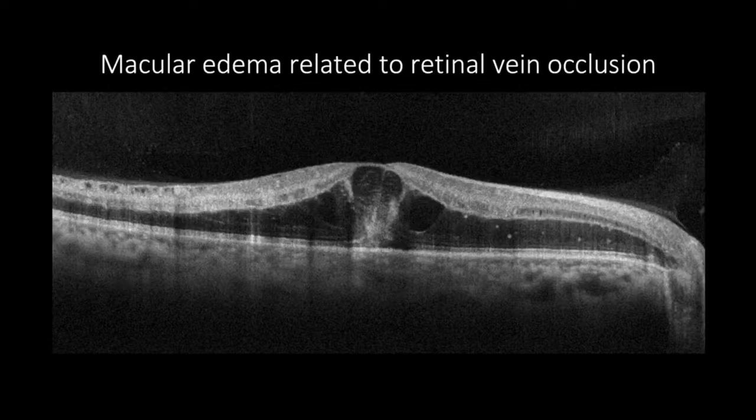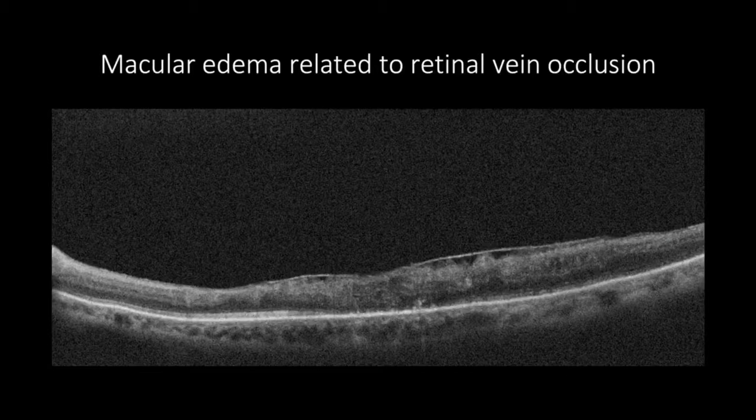One of the main features of macular edema related to retinal vein occlusion is the increased reflectivity of inner retinal layers due to ischemic changes. In cases of macular edema related to retinal vein occlusion, the OCT will show increased retinal thickening with empty cystic changes, with or without subretinal fluids and intraretinal hemorrhages, which cause a shadow artifact.